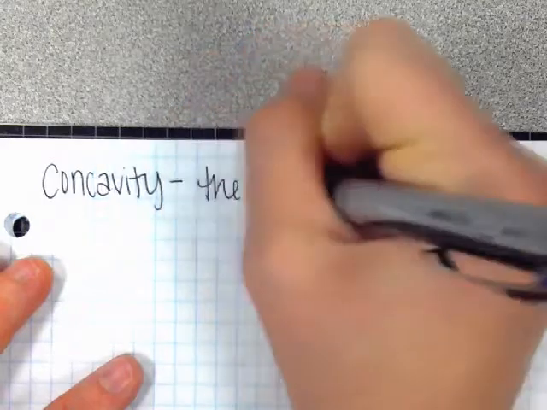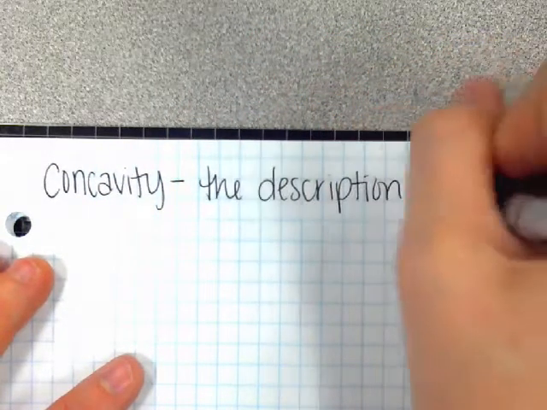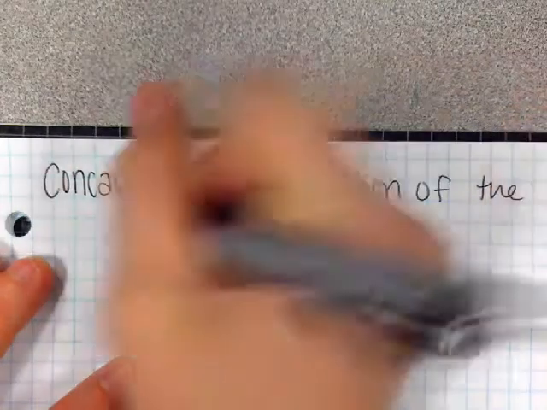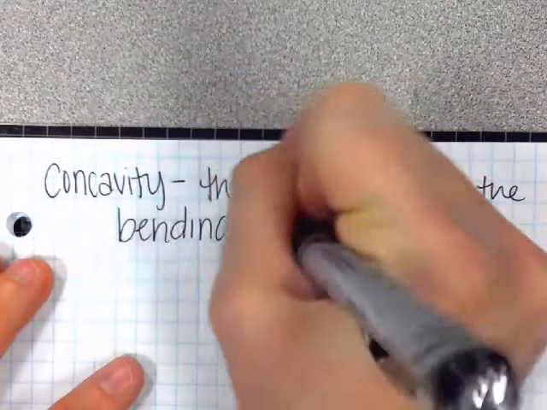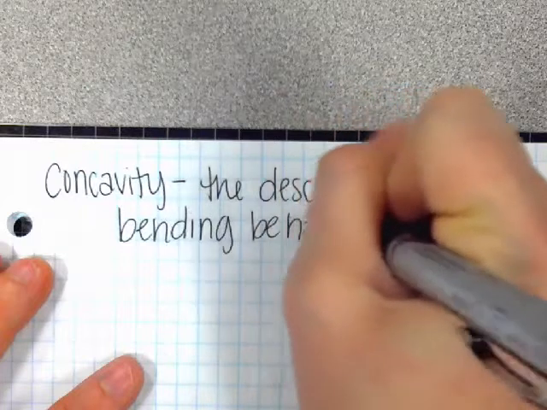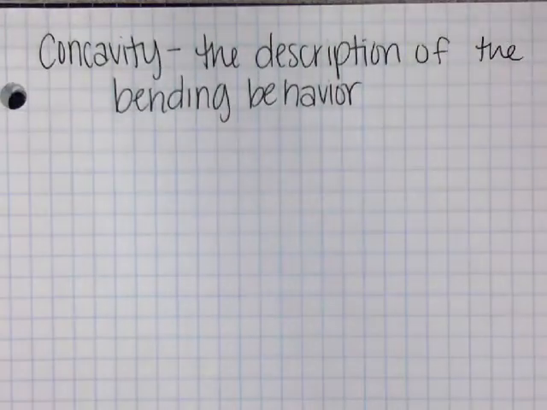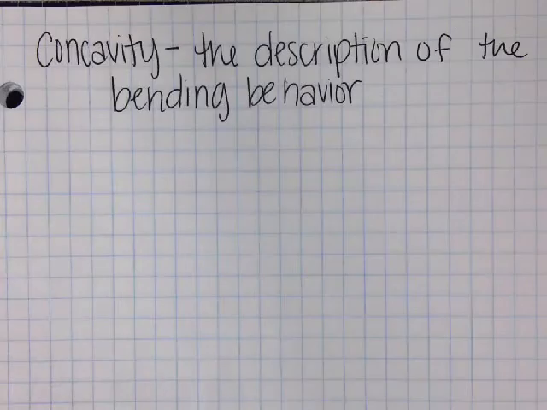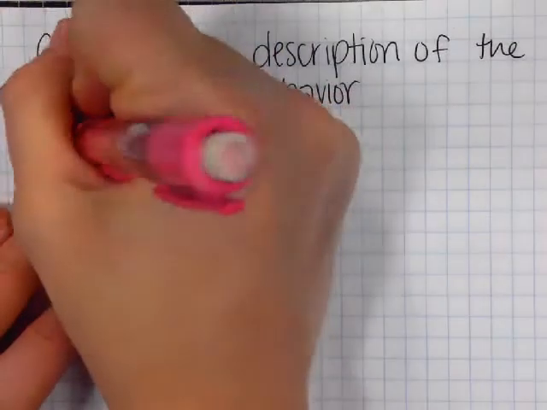And concavity is the description of the bending behavior. So when we talk about concavity, that's talking about when something is concave up or down.